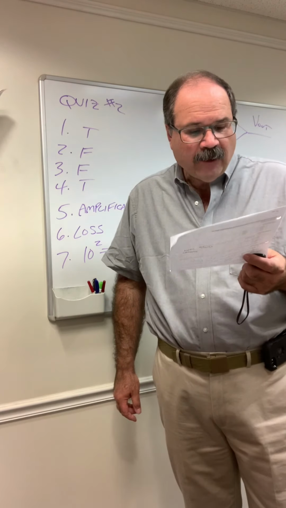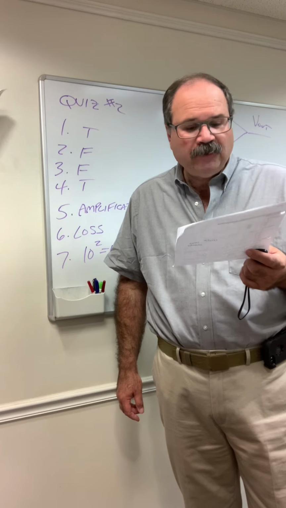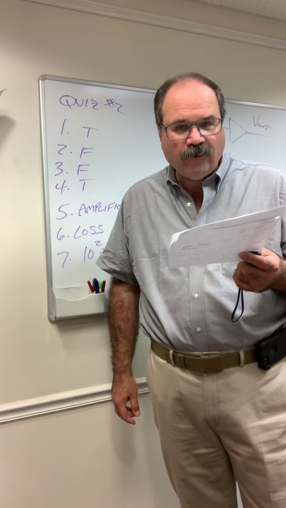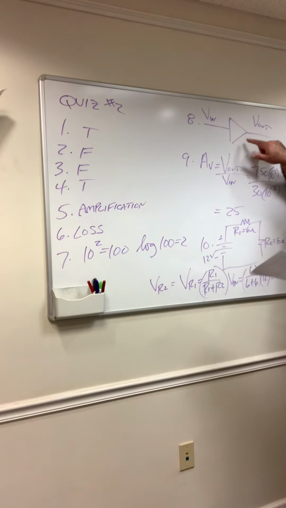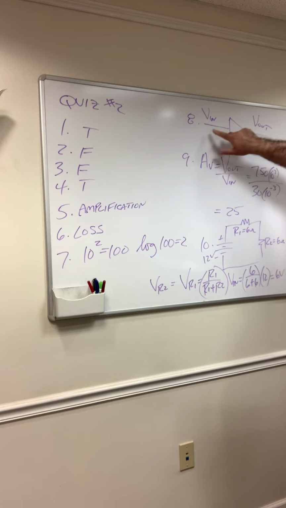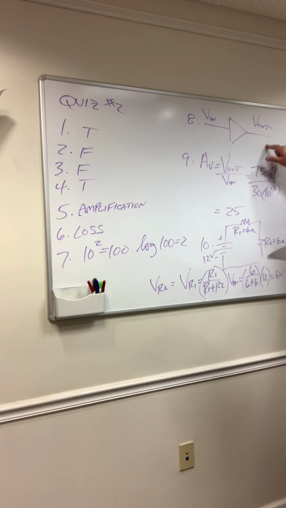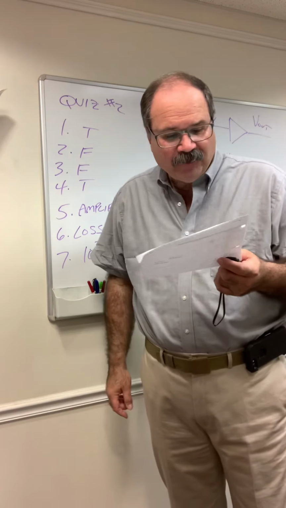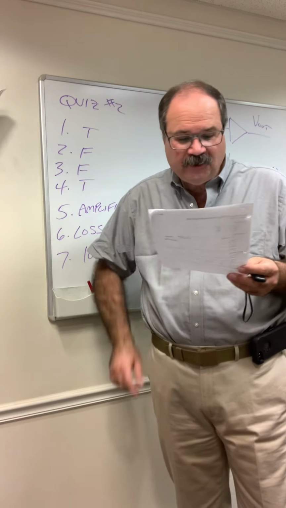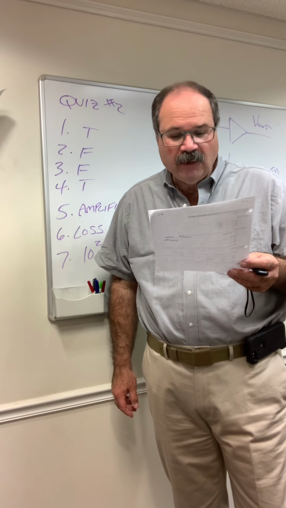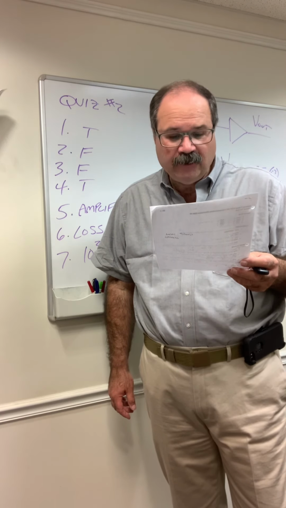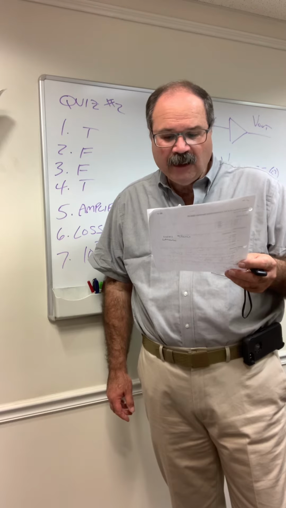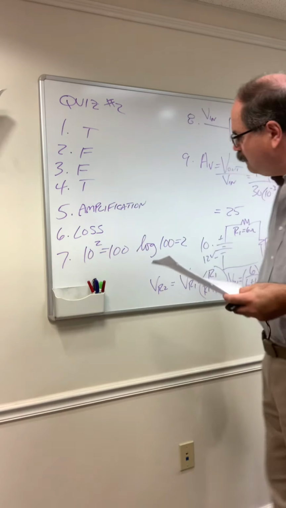Question 8, draw the block diagram symbol for an amplifier and then label the input voltage and output voltage. Symbol for an amplifier is the triangle. Input voltage is here. Output voltage is here. Question 9, an amplifier has the following specifications. V in is 30 millivolts. V out is 750 millivolts. Calculate the voltage gain AV.